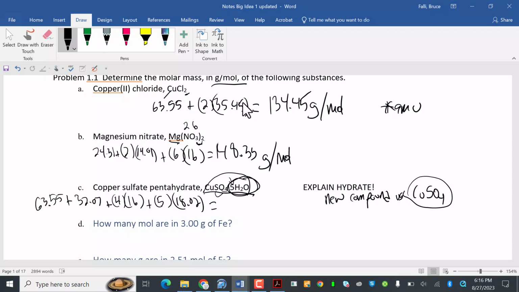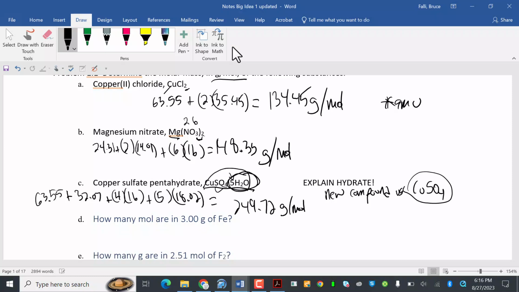63.55 plus 32.07 plus (4 times 16), plus (5 times 18.02). I get 249.72 grams per mole.